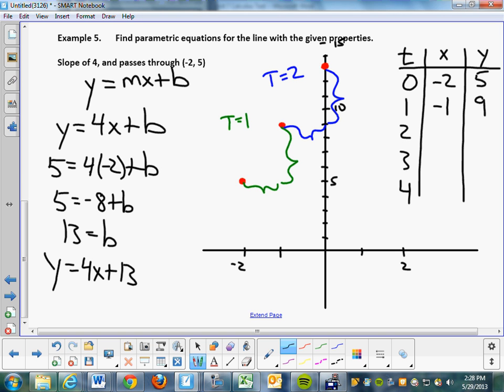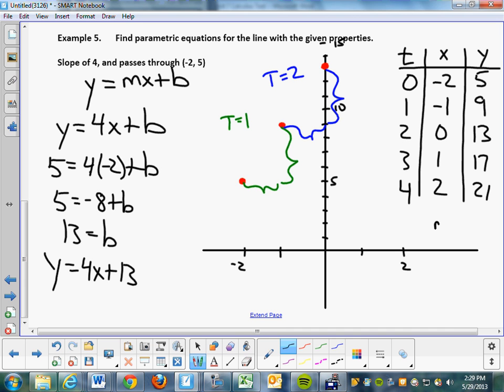At time 2, what's my coordinate? 0, 13. Are you surprised that you got 0, 13? Oh, no, because we know that the y-intercept's 13. Okay, I'm just using this to check my answer. So what are the x's going up by each time? The x's are going up by 1 each time. So my next coordinates will be 1 and 2. What are the y values going up by each time? 4. So I have 17 and 21.